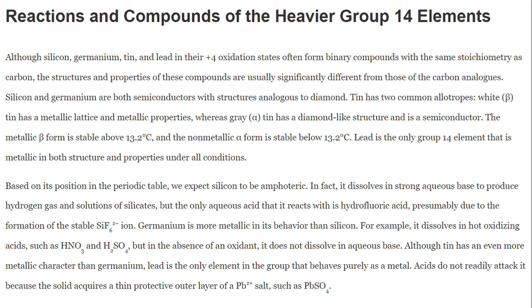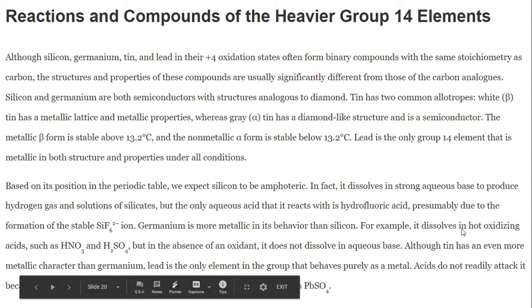Now, other than carbon, we'll see the reactions and compounds of the heavier group 14 elements in the next lecture.